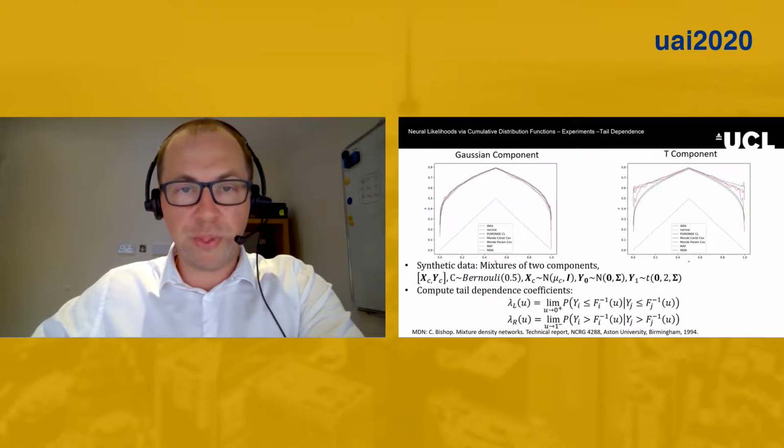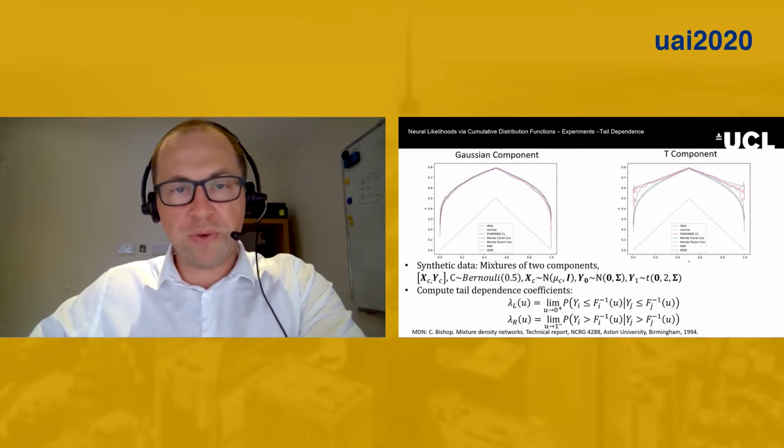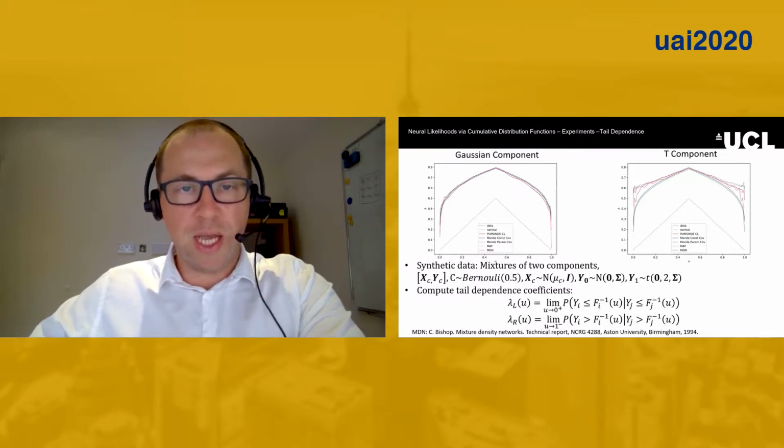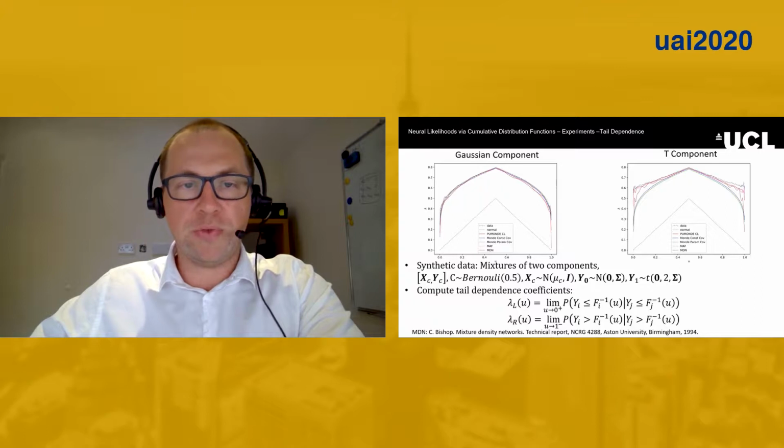In this experiment, we use our and baseline models to estimate a measure of extreme dependence between two random variables. We generate synthetic data for the experiments as a mixture of two conditional components. Both components have covariates generated from a Gaussian with different means. The response variable of the first component is Gaussian, which has no tail dependence, and the second component is sampled from a t-distribution, which has non-zero tail dependence.